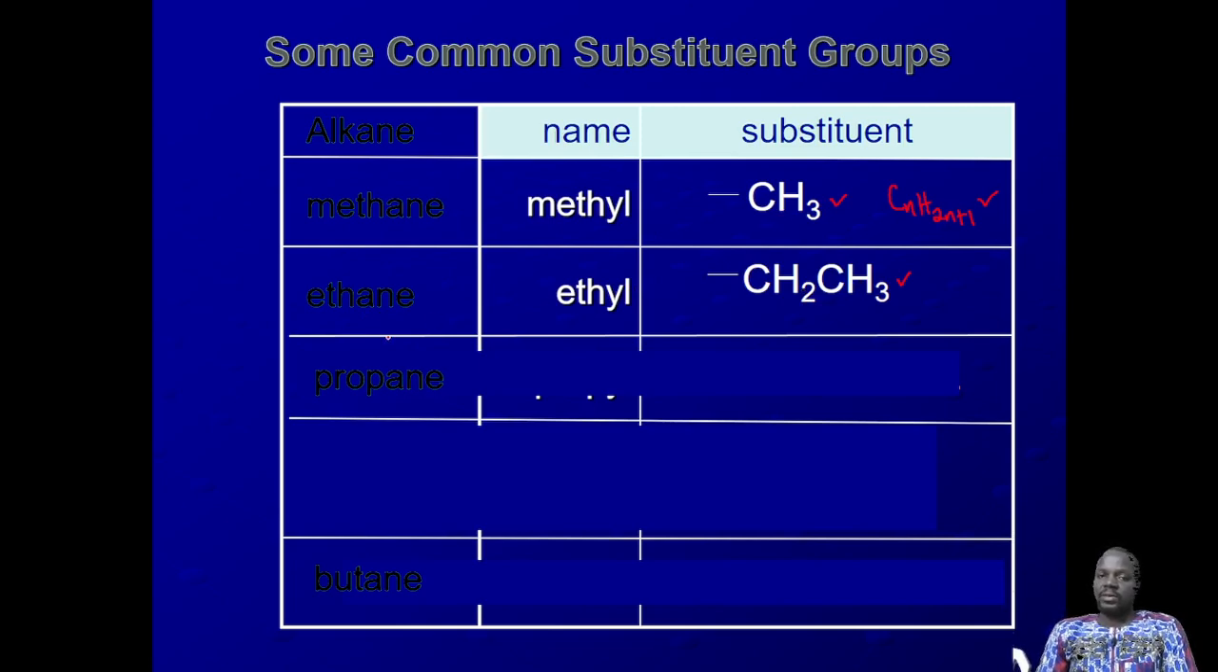You can see ethane is CH3CH3, so now CH2CH3 will give you ethyl. So that is the way we move. Then the next one is from what? Propyl, which is the same thing.